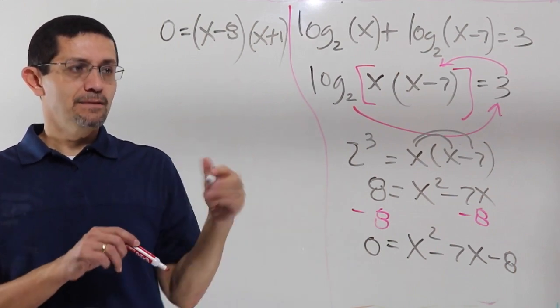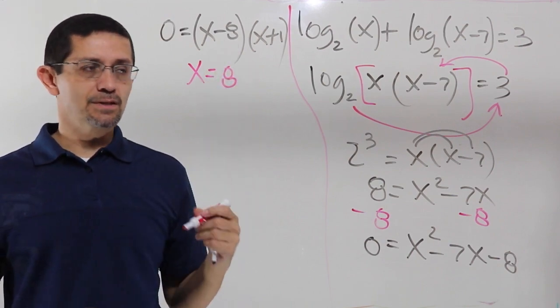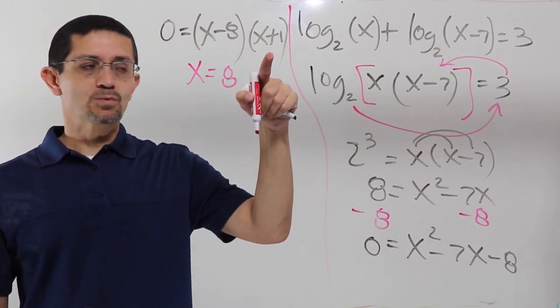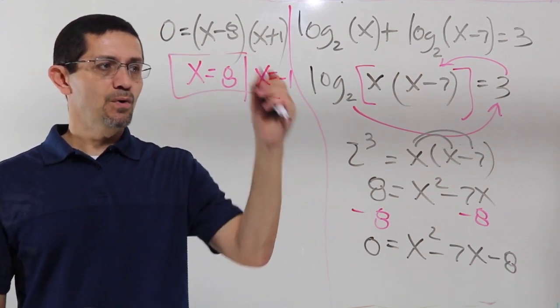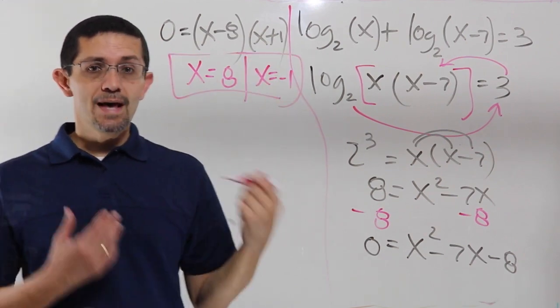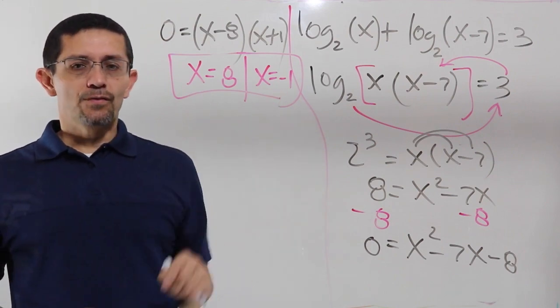x minus 8: the value of x is going to be 8. You just change the sign. And here, x plus 1: the value of x is negative 1. And those two are my answers. Now we have to double check the answers. Okay. Let's try the first one.